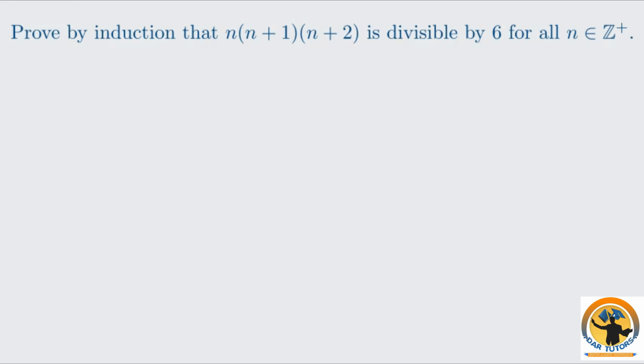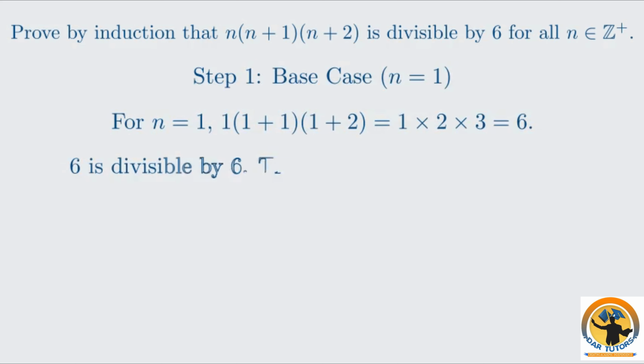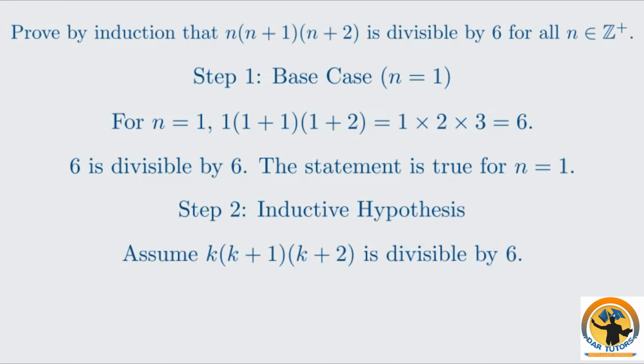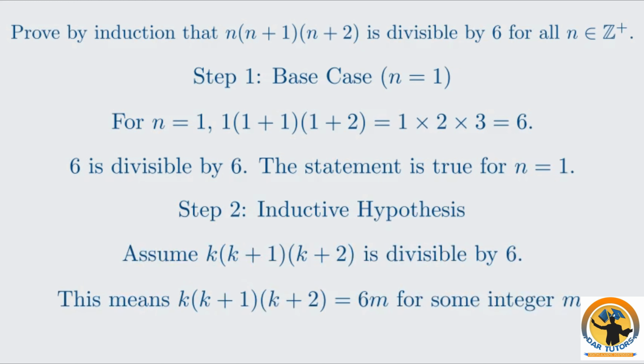This is the logical reasoning, but we need to prove it formally using induction. Step 1, the base case. For n equals 1, the expression is 1 times 2 times 3, which is 6. 6 is divisible by 6, so the base case is true. Step 2, the inductive hypothesis. We assume the statement is true for some positive integer k.